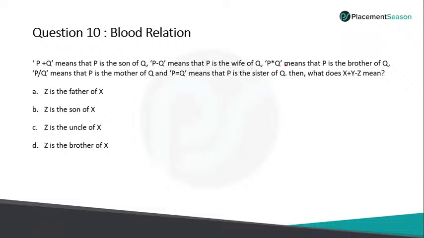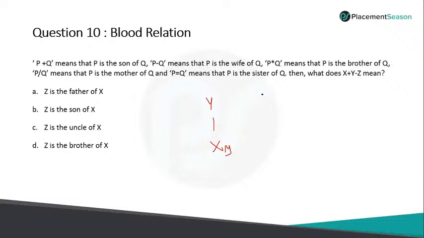What does X plus Y minus Z mean? Very simple question here. Direct question. X plus Y. What does the plus symbol denote here? Plus means is a son. So X plus Y means X is the son of Y. X is the son, so X should be male. I just write it here to denote X is male. But Y we don't know. Who is father? It could be mother.